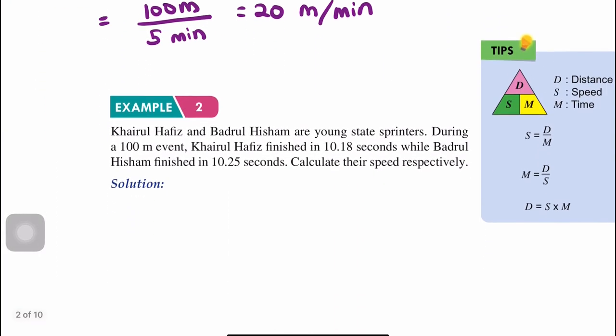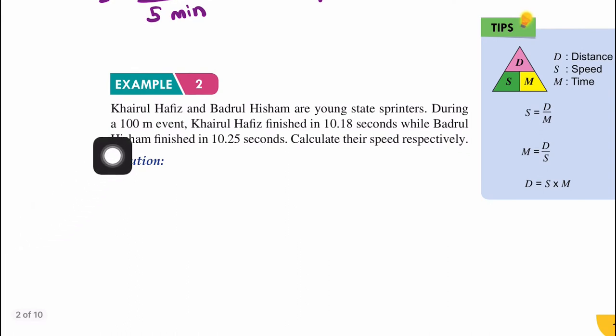Next, example 2. Khairul Hafiz and Badrul Hisham are young state sprinters. Sprinter ni yang pelari laju tu kan, dia macam 100 meter tu. During a 100 meter event, Khairul Hafiz finished in 10.18 seconds, while Badrul Hisham finished in 10.25 seconds. Calculate their speed respectively. So kita kira sorang-sorang.